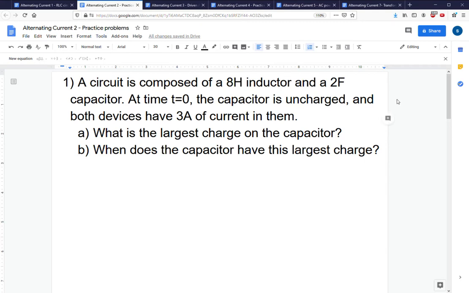Problem 1. A circuit is composed of an 8 Henry inductor and a 2 Farad capacitor. At time t equals 0, the capacitor is uncharged, and both devices have 3 amperes of current in them. A. What is the largest charge on the capacitor? And B. When does the capacitor have this largest charge? Please pause the video and attempt this problem.